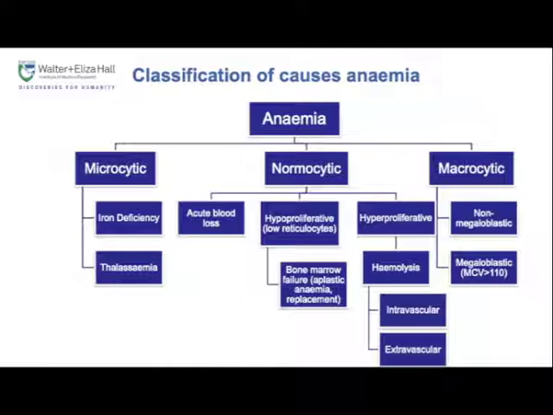So anemia, the way I classify it, the first thing I'd think about is the size of the red blood cell. Are the red blood cells small, microcytic, normal, normocytic, or large, macrocytic? So it's pretty easy. And if they're small, the two big causes are iron deficiency or thalassemia. If they're a normal size, then the patient's just bled. So that should be evident, but sometimes it's not.